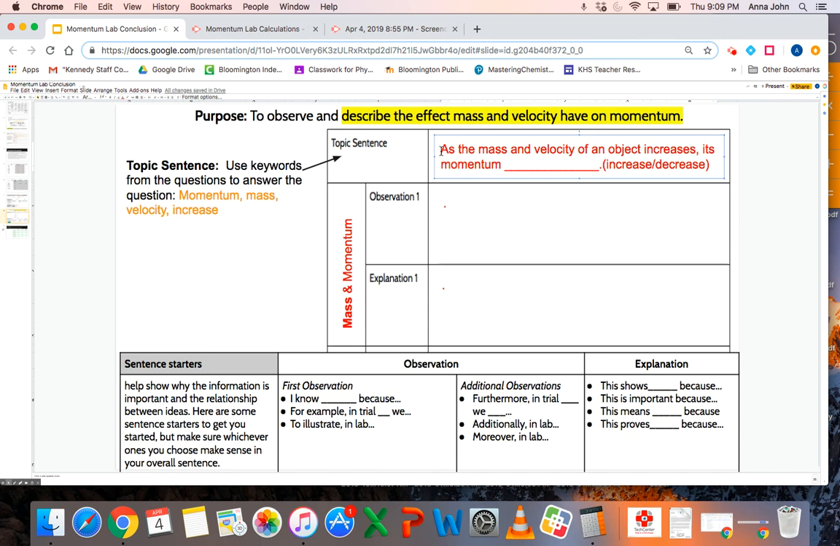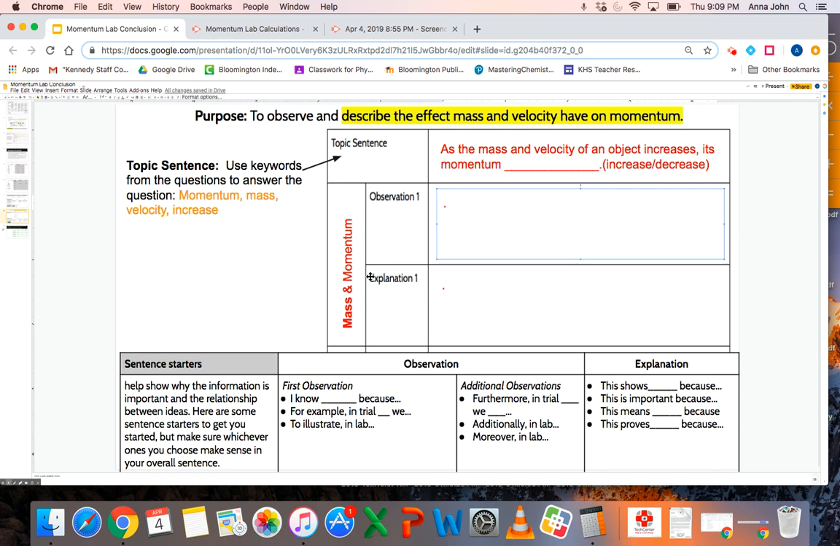So when you rolled that ball faster, was it harder to stop? Did it increase? Or was it easier to stop? Did it decrease? From all of our data, we should all have the same answer to our question. Okay. Now, how we describe that is going to be a little bit different. We want to make sure that we talk about both mass and velocity.